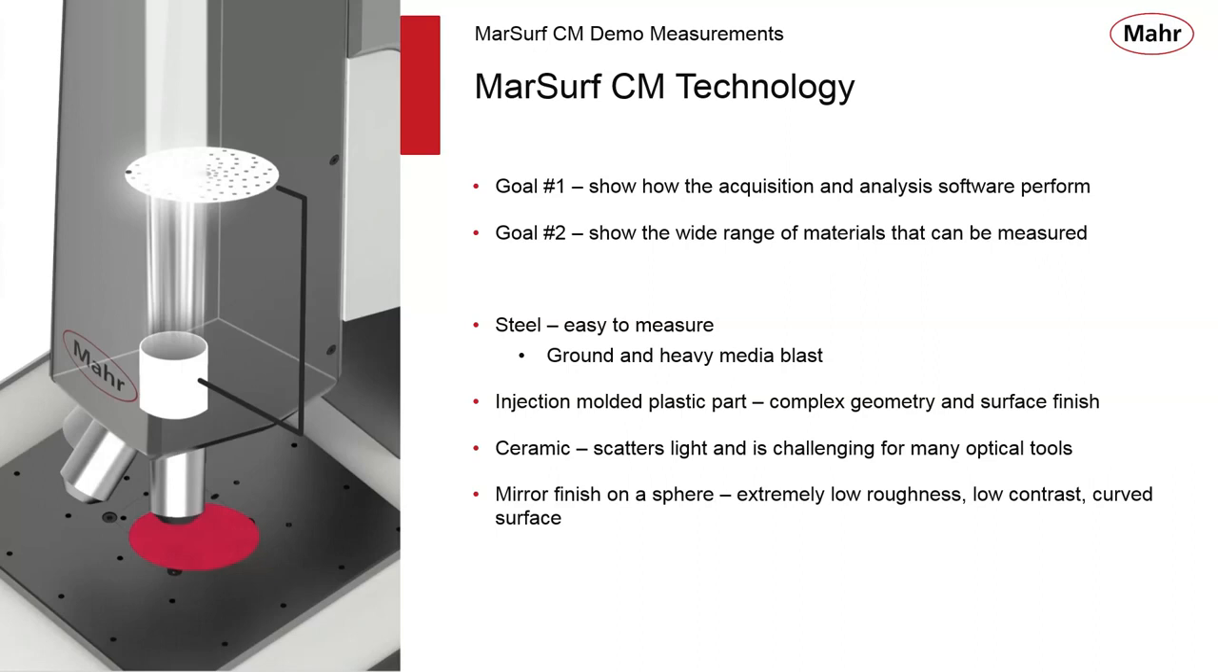To that end, we've selected a few different materials to look at. The first two measurements we're going to make are on steel parts. The first surface is a ground steel surface, very easy to measure. The second surface is a heavily media blasted surface. It's a steel coupon, very, very steep flanks, very faceted surface. That combination of very dark areas and very bright, highly reflective areas is fairly tricky for an optical tool to measure, and we'll show you how well we perform on that.